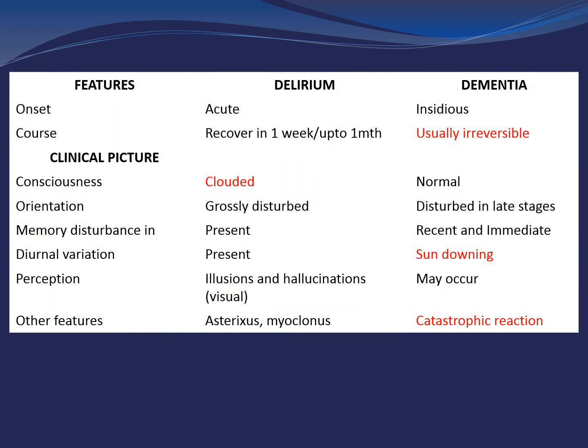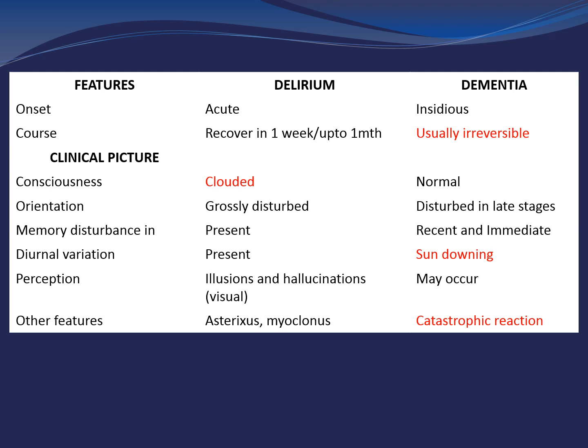Let us have a quick summary of difference between delirium and dementia. Onset in delirium, acute; dementia, insidious or the chronic in nature. And consciousness is clouded in delirium, however it is normal in dementia. Orientation disturbed in delirium, however it is disturbed only in the late stage in dementia. Memory disturbance significant in the dementia, especially recent and the immediate memory.